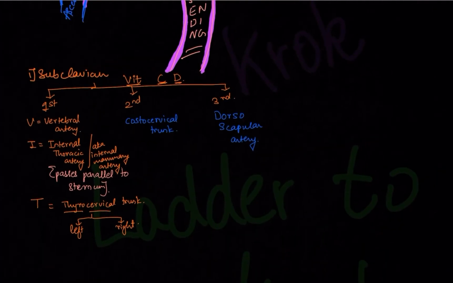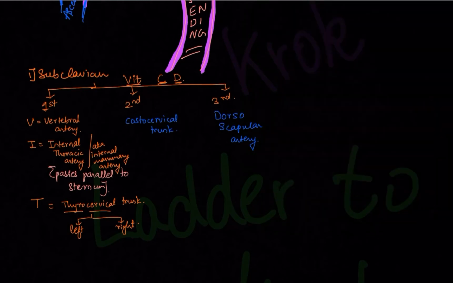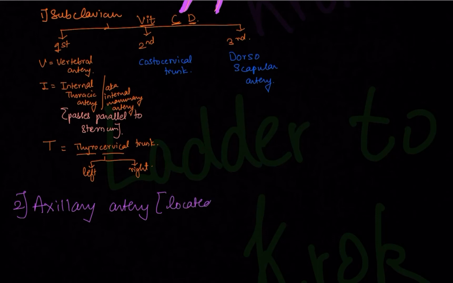Now you have to remember the subclavian artery will turn into the axillary artery. So the second artery is the axillary artery. Now if they ask you the location, then you must know first of all that it is located where the first rib attaches to the clavicle.